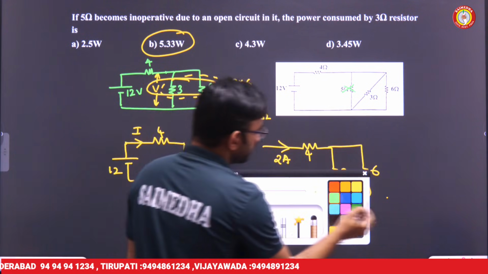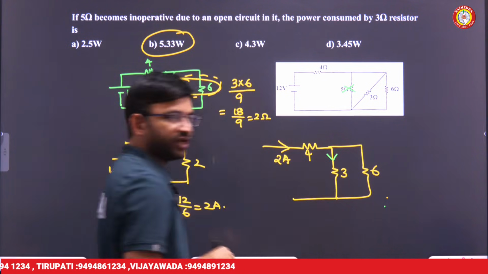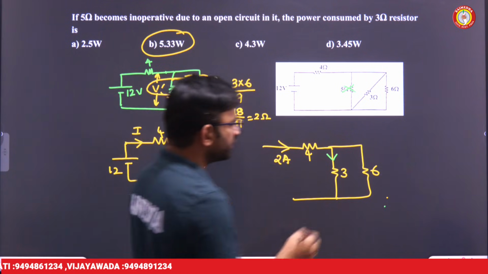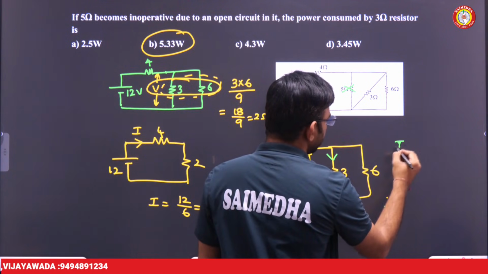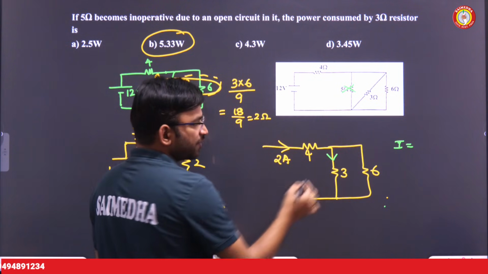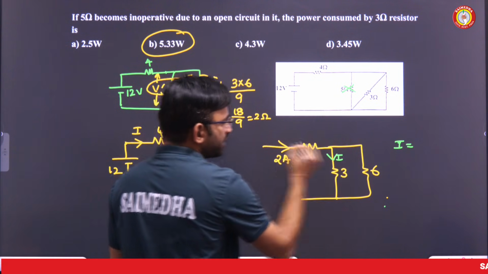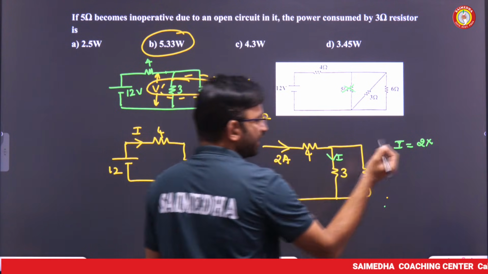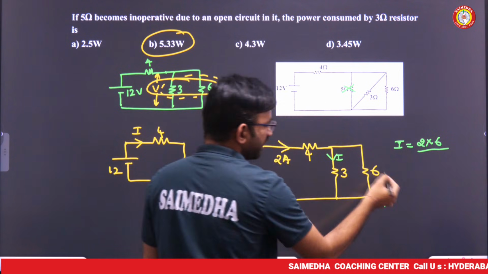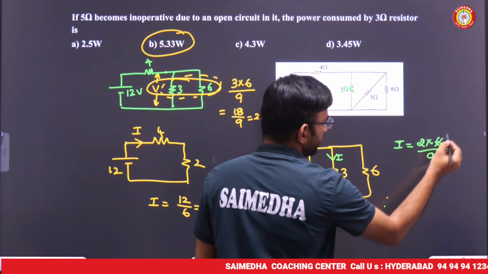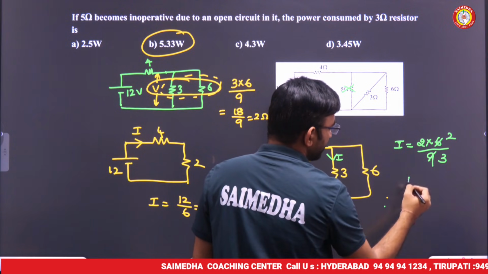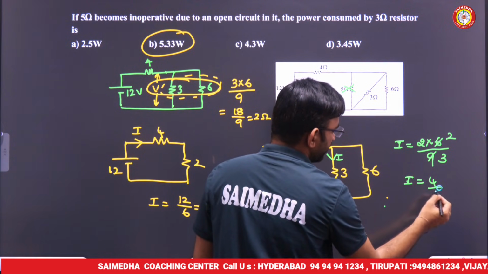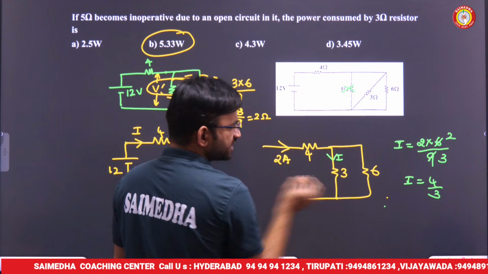Now I need to find out the current flowing through the 3 ohm. First try to find it out. What is the current, sir? You need to apply the current division. The total current is 2 ampere, and I need to find the current through 3. You apply the opposite resistance divided by the sum of the resistances, 9. 3 2s are 6, 3 3s are 9, current I equals 4 divided by 3. The current flowing here is 4 by 3.